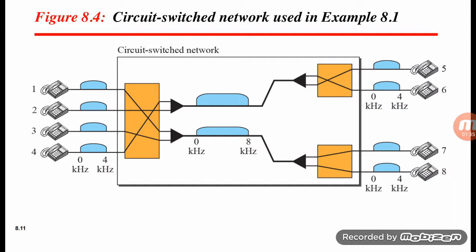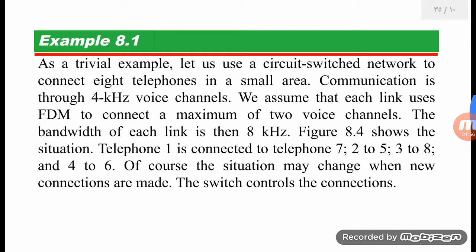So now you can see that they are communicating. So for example, this guy, his data comes like this, and it passes from here, and then if it's supposed to go to 5, it goes to 5, or if it is supposed to go to 6, it goes from here to 6. And this example describes exactly this. Okay. So telephone 1 is connected to 7, 2 is connected to 5, 3 to 8, and 4 to 6.